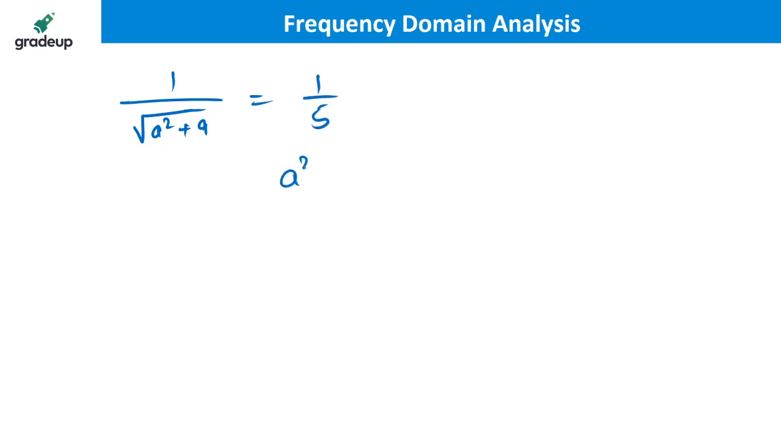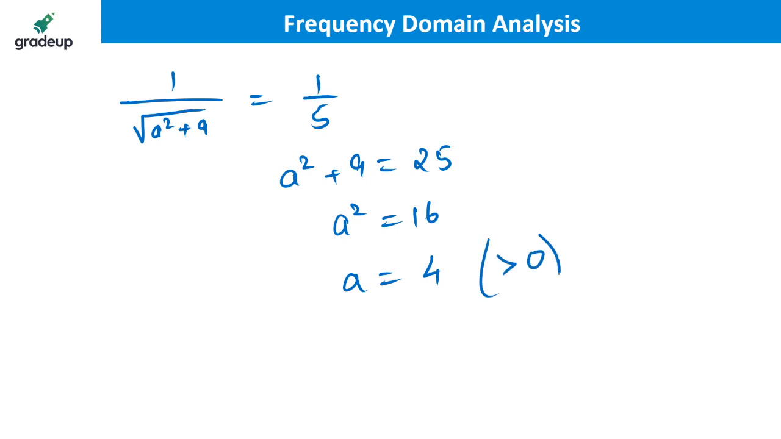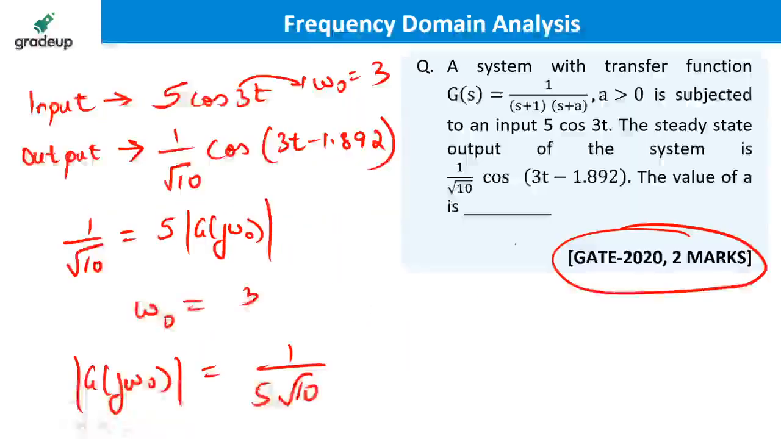That means a square plus 9, you take square, it is 25. A square is 16 and a is equal to 4 because it is given that a is positive. So a equal to 4. Final answer 4. Simple question for 2 marks. It was asked in GATE 2020. Final answer is 4. Right?